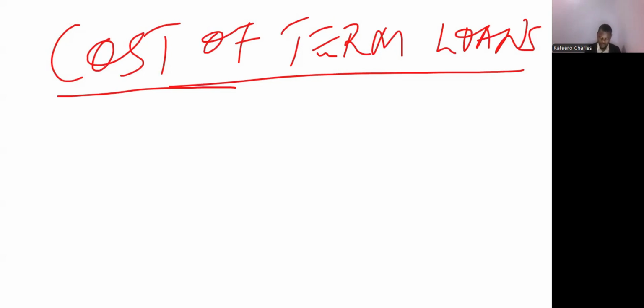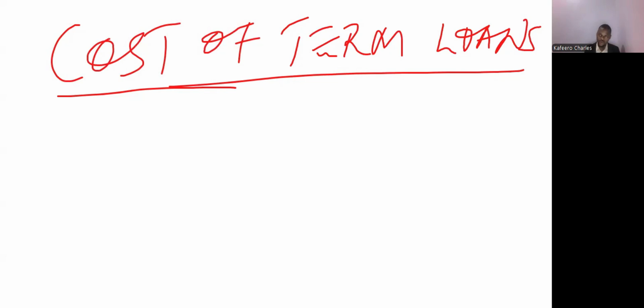So the cost of term loans goes by the argument. In other words, the argument is that you look at what you have agreed with. You look at your loan agreement. We don't compute anything to do with the cost of a term loan. You look at what you agreed first.